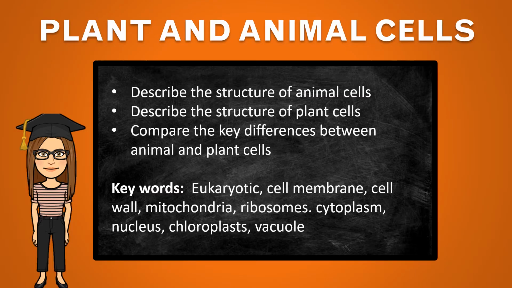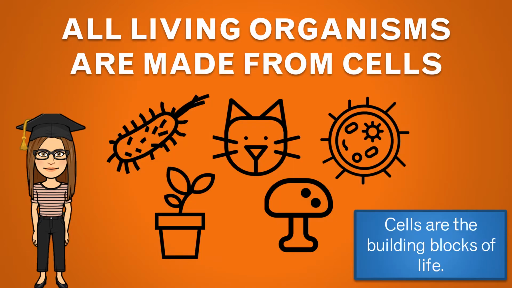By the end of the lesson you'll be able to describe the structure of animal cells, describe the structure of plant cells and be able to compare the key differences between animal and plant cells. It's important for you to know that all living organisms are made from cells. This includes bacteria, plants, animals, fungi and protoctists. Cells are essentially the building blocks of life.